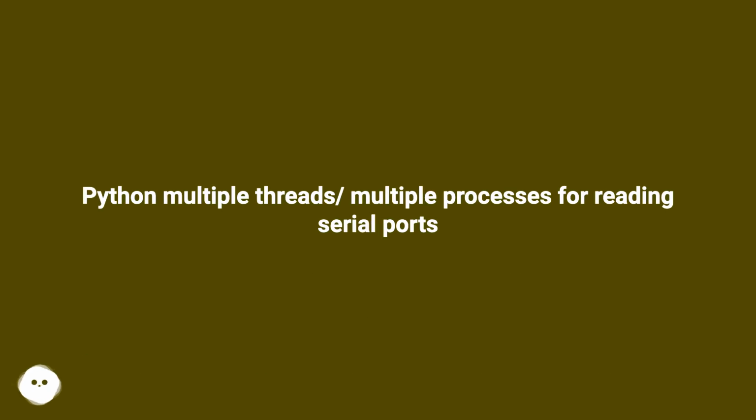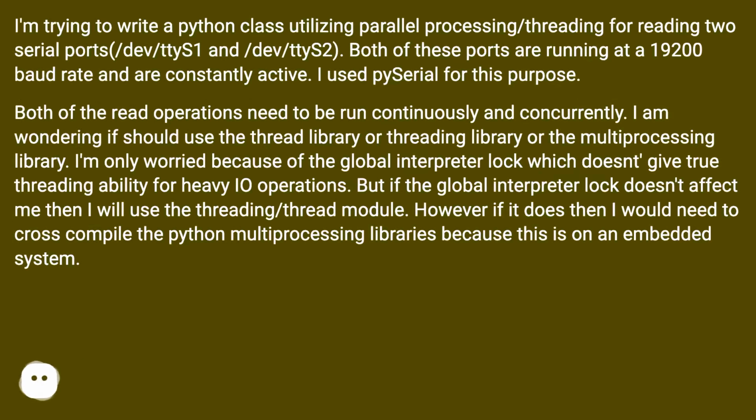Python multiple threads / multiple processes for reading serial ports. I'm trying to write a Python class utilizing parallel processing / threading for reading two serial ports, /dev/ttyS1 and /dev/ttyS2. Both of these ports are running at a 19,200 baud rate and are constantly active. I used pyserial for this purpose. Both of the read operations need to be run continuously and concurrently.